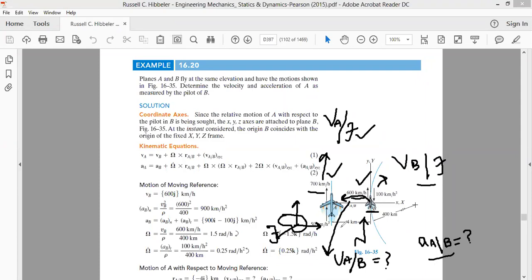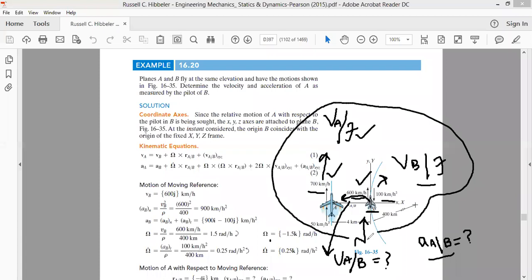Again, I repeat, as far as the values given to us are concerned, this aircraft A is moving forward with a speed of 700 kilometer per hour and its acceleration is 50 kilometer per hour square. This aircraft B is moving forward with a speed of 600 kilometer per hour and its acceleration is 100 kilometer per hour square. The values of acceleration and velocities for both aircrafts are given to us, and these are given with respect to a frame of reference. That's what we call the ground frame of reference. These velocity and acceleration measures are with respect to the ground frame of reference.